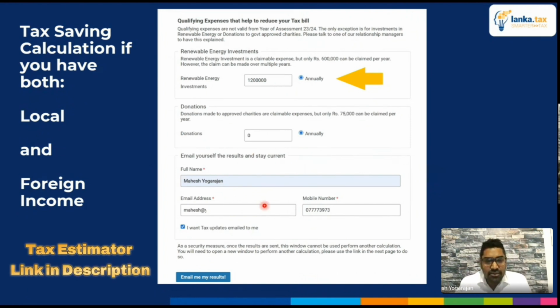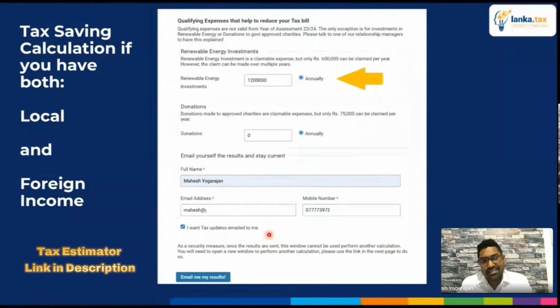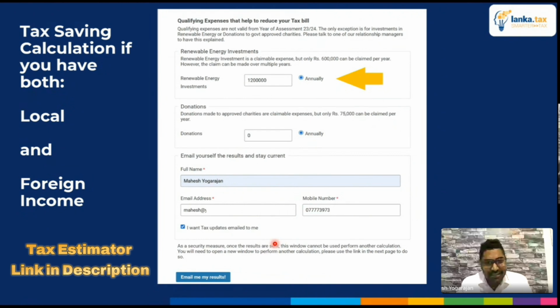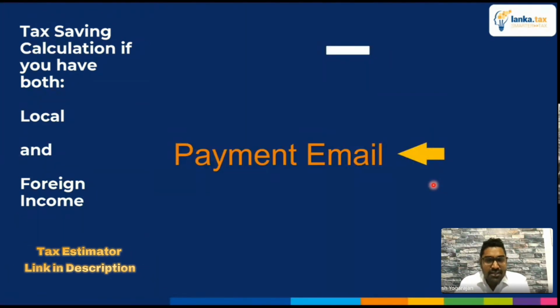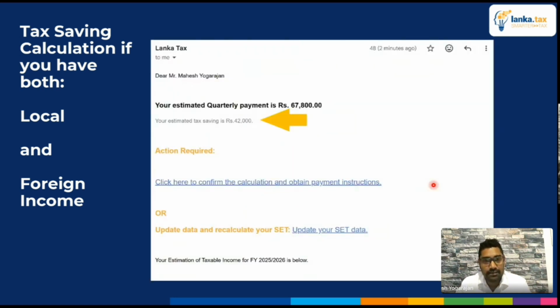And then you can put in your full name, your email address and your phone number, take the free updates and say, email me my results. What do you get? You get a payment email. You have to verify your email address and make a payment. We'll give you a discount code. And then what? We don't run away. We help you further. We will first tell you your quarterly payment, and then in tiny print to test your eyesight, we will say how much we saved you. That's just how good we are at math. We actually saved you a lot more.